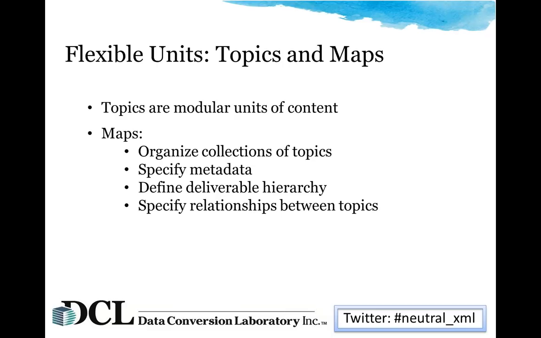If you want to generate the exact same content for a printed book and perhaps its corresponding online deliverable of an online PDF or an EPUB, you could use the exact same map with all the exact same content in the topics and simply run a different transform and get the output you need for both deliverables.